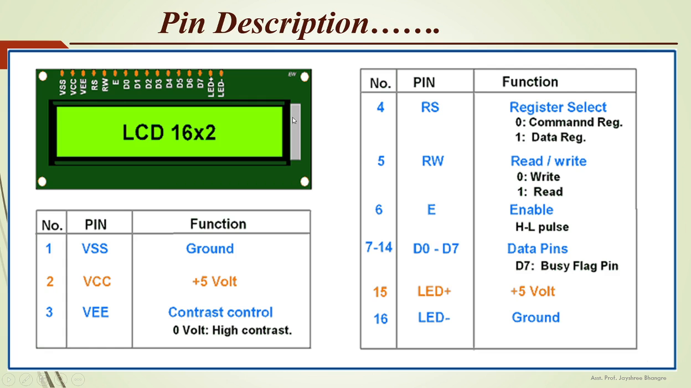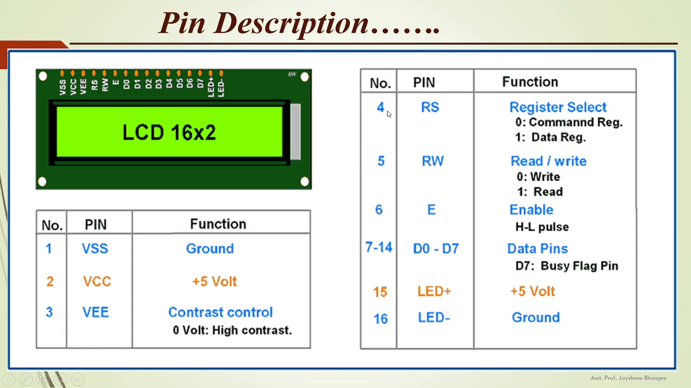So here, pin number 1 is the VSS, that is the ground pin. Pin number 2 is the VCC pin that must be connected to plus 5 volt. Pin number 3, VEE, is the contrast control pin. In order to control the contrast, we have to connect this pin to a resistor or a potentiometer. So we can adjust the contrast according to the value.